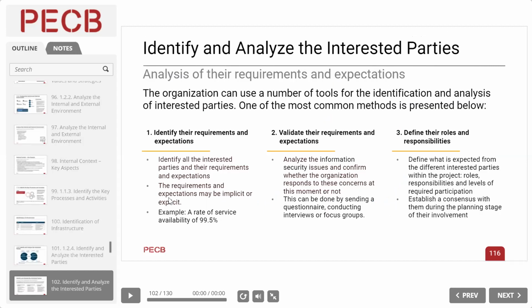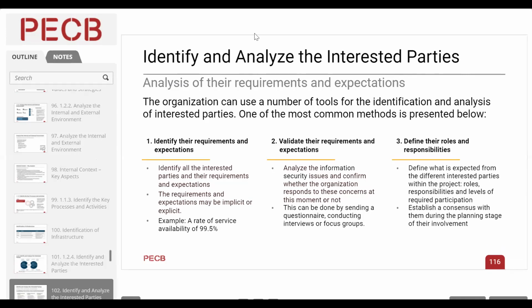So, as I said, we need to identify their requirements and expectations, validate those requirements and expectations, and then define their roles and responsibilities. We need to be able to document all these things properly: identify their requirements and expectations, validate them, and define the roles and responsibilities of the interested parties.